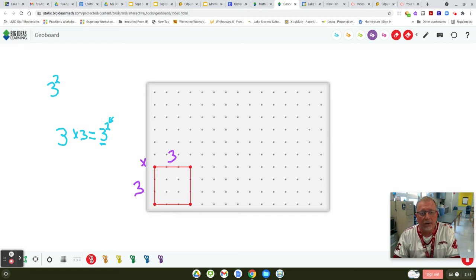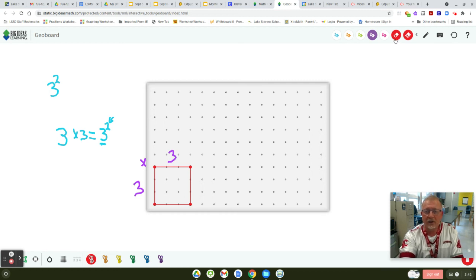It's a square. Absolutely, it's a square. So we have 3 times 3. If it's 3 going up and 3 going to the side, then it's going to turn out to be a square because the other sides are going to match it. That's the thing we know about squares, is all the sides are the same length. So that shows us why we say 3 squared, because if we were to draw it out, we would actually be making a square.